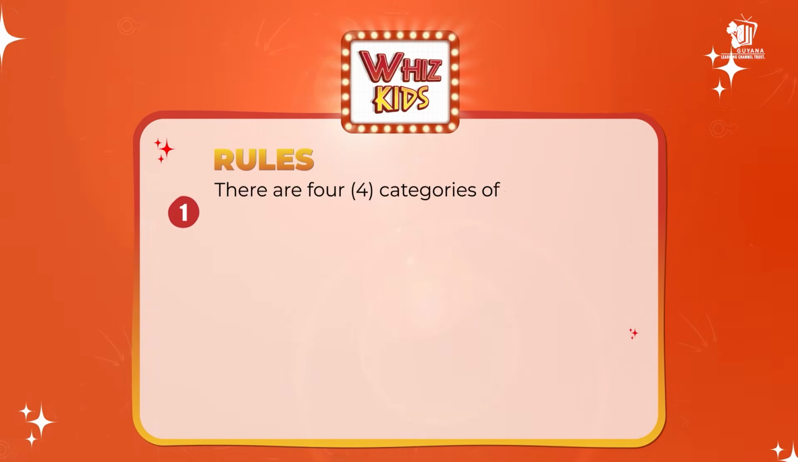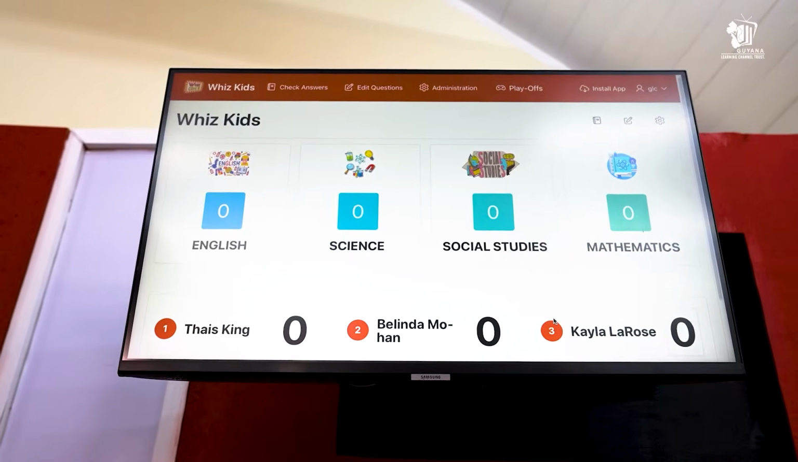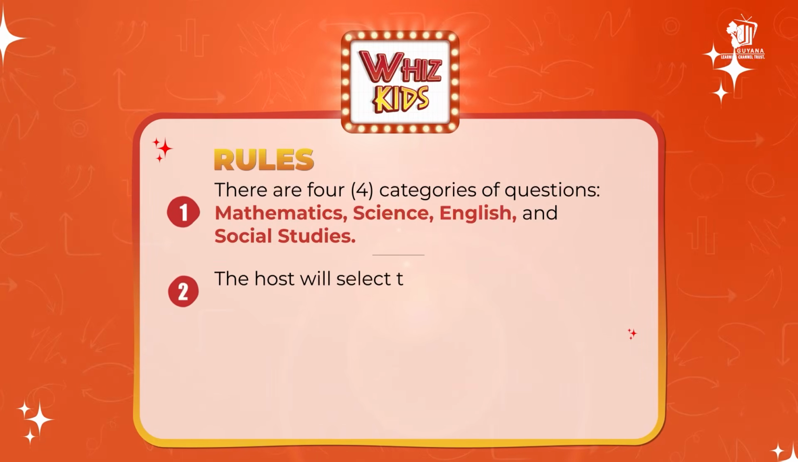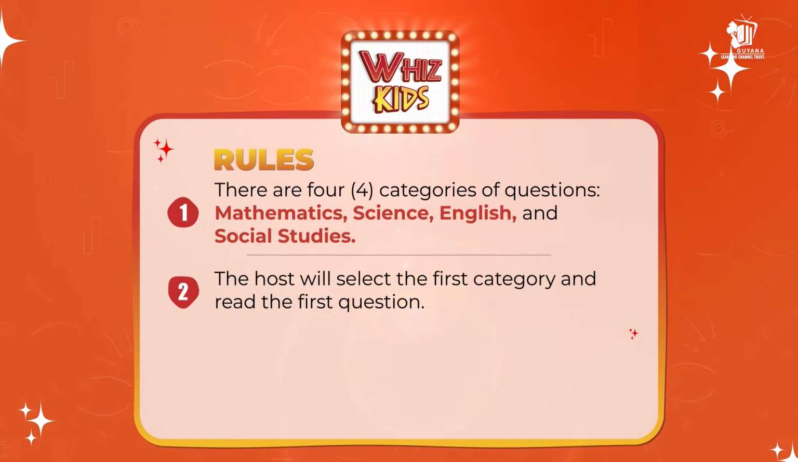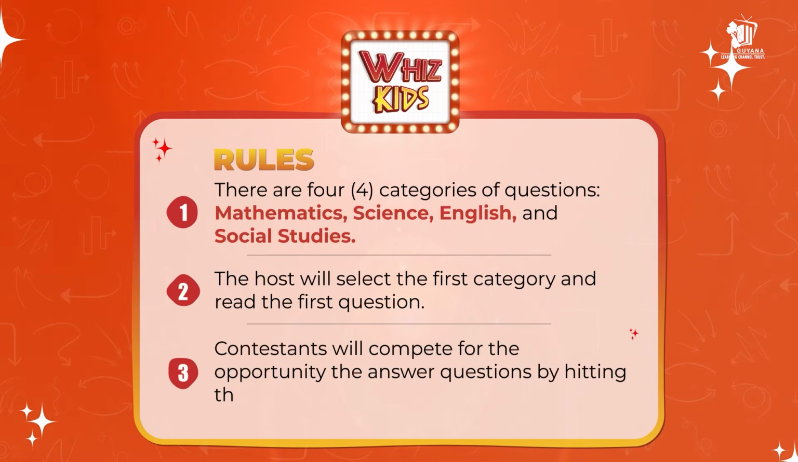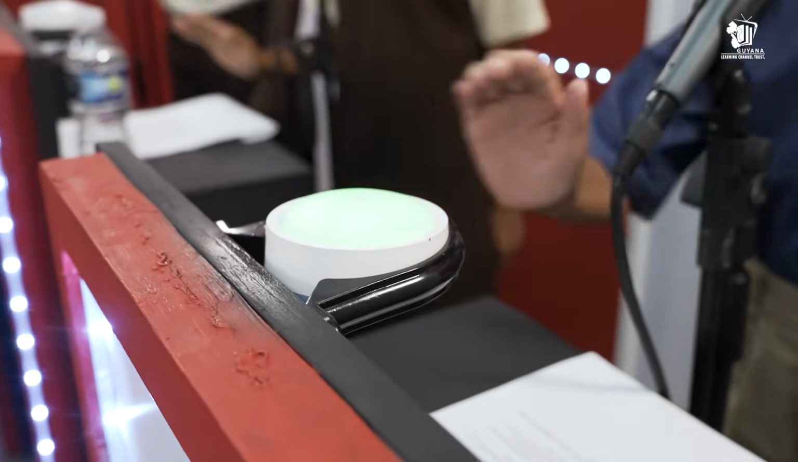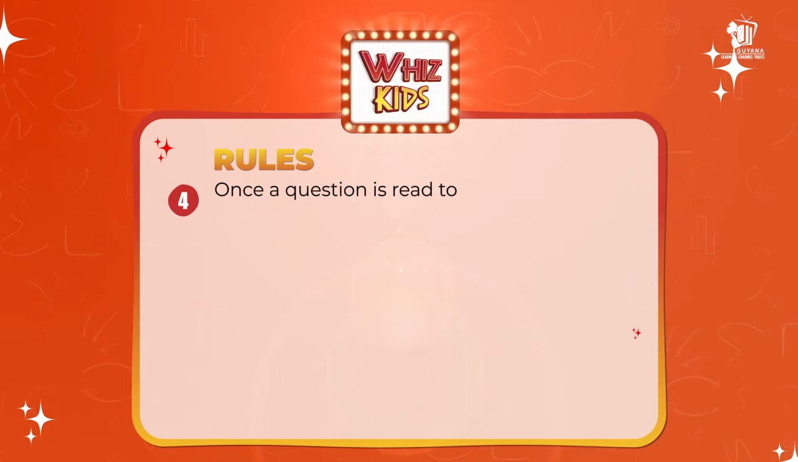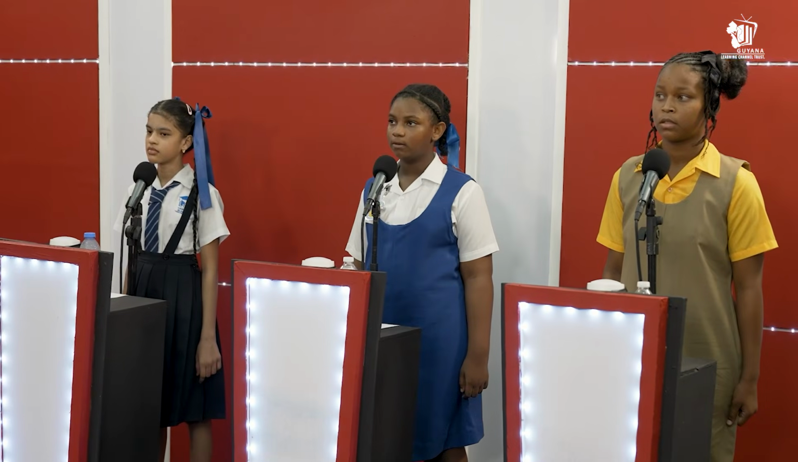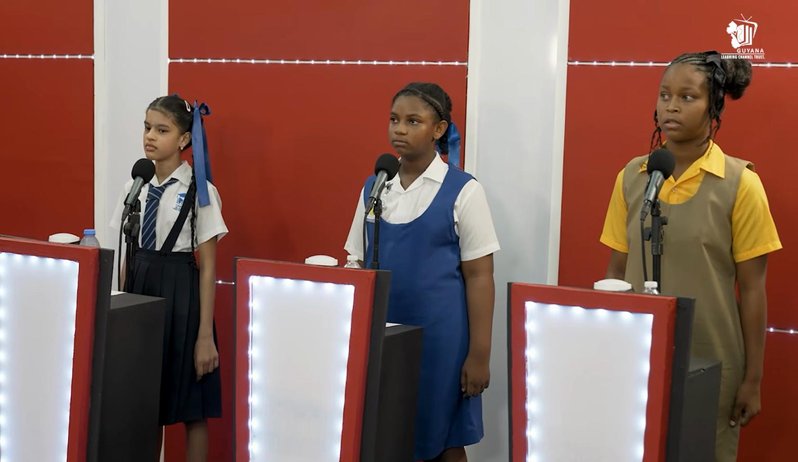There are 4 categories of questions: mathematics, science, English, and social studies. The host will select the first category and read the first question. Contestants will compete for the opportunity to answer questions by hitting their assigned buzzer. Once a question is read to completion, the contestants can then hit their buzzer. Contestants must keep their hands to their sides while a question is being read.